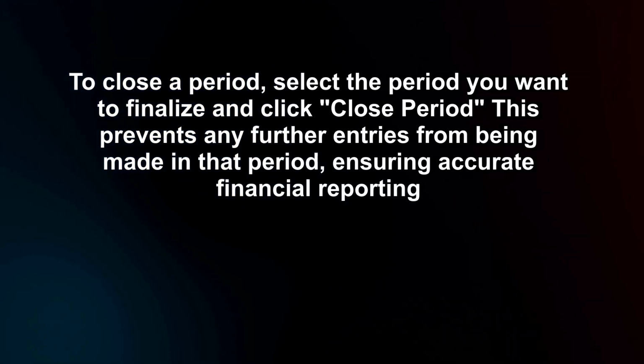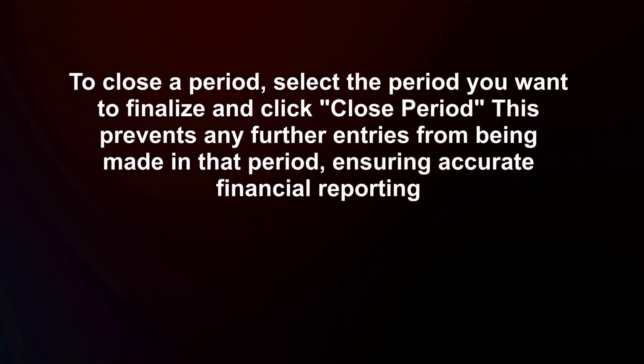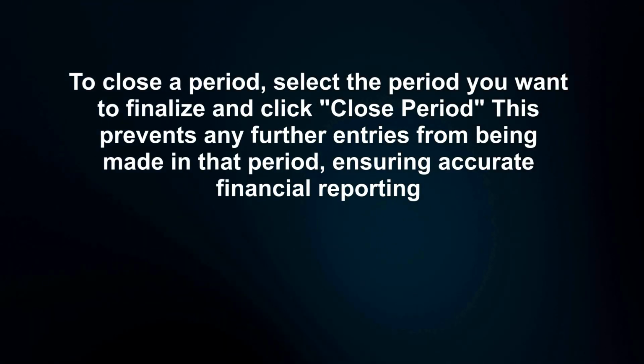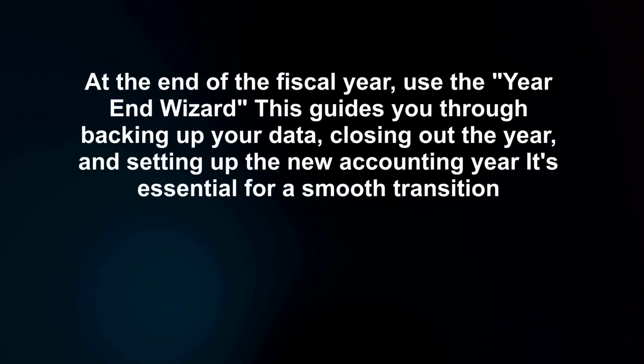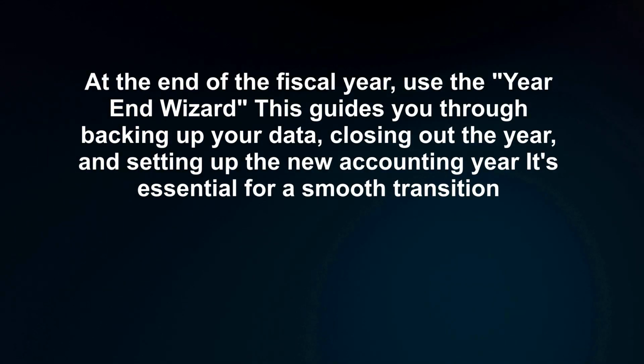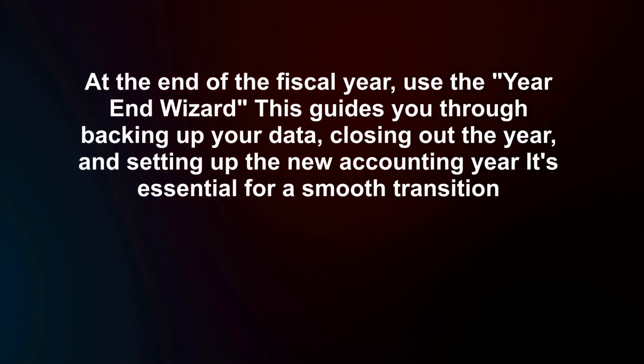To close a period, select the period you want to finalize and click Close Period. This prevents any further entries from being made in that period, ensuring accurate financial reporting. At the end of the fiscal year, use the Year-End Wizard. This guides you through backing up your data, closing out the year, and setting up the new accounting year. It's essential for a smooth transition.